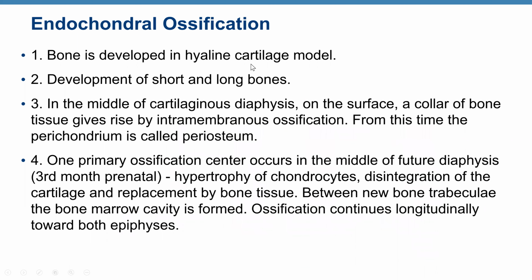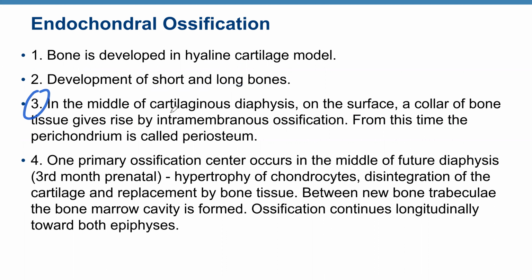So endochondral ossification: bone is developed in a hyaline cartilage model. So we already know that, right? We're going to start with a hyaline cartilage model, and then bone will be developed from this model. It will replace the model. It's not like your cartilage became a bone. The cartilage will die, and bone will replace this cartilaginous model. Endochondral ossification is development of short and long bones.